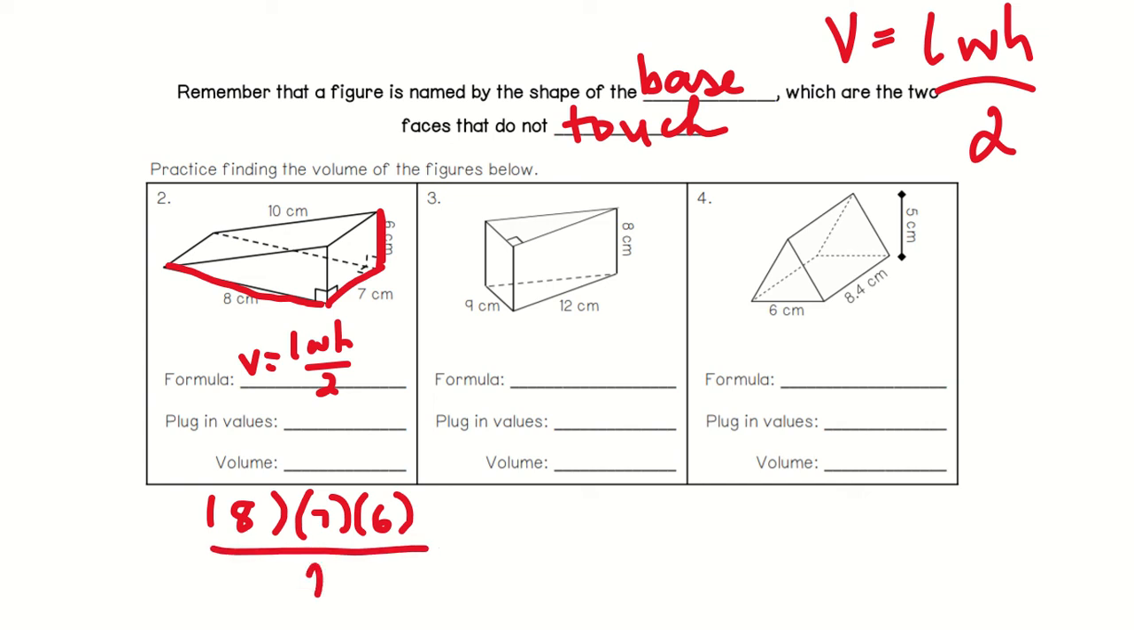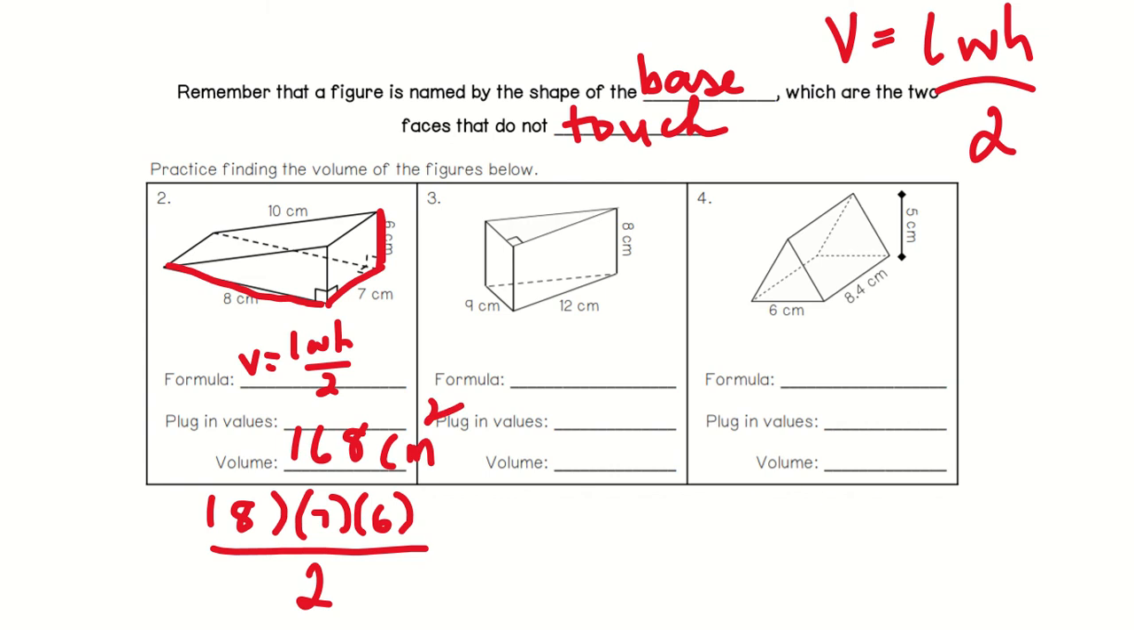So length times width times height divided by 2. 8 times 7 times 6 divided by 2 is 168 centimeters cubed.